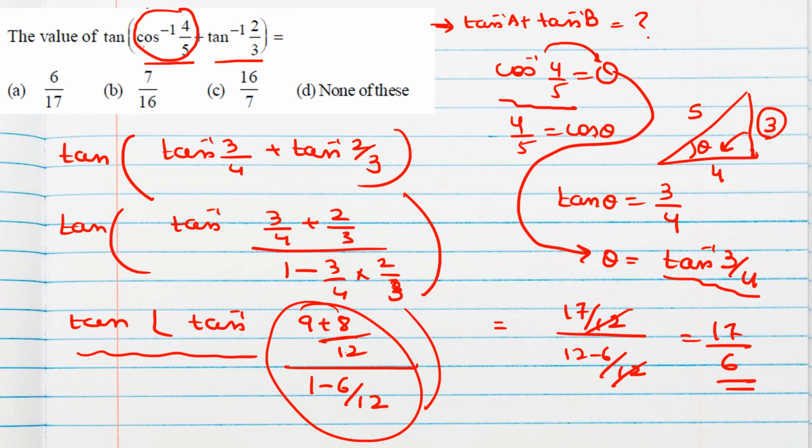17 by 6 is not in the options. See, that means none of these can be the answer. None of these is the correct answer.